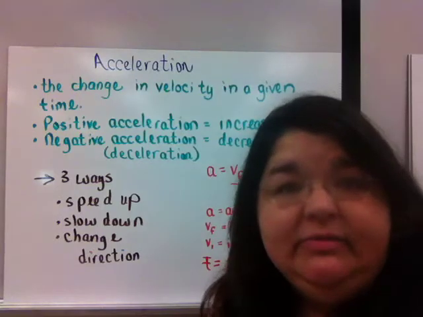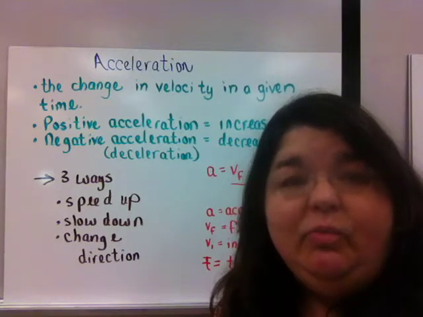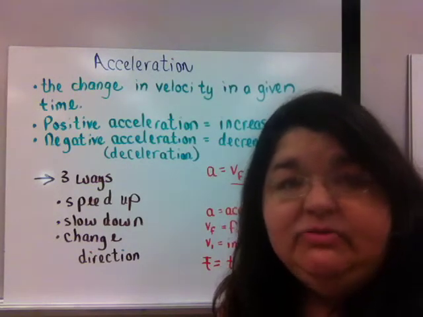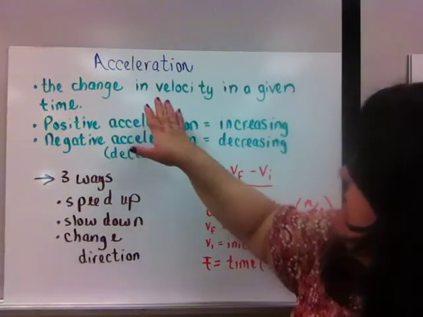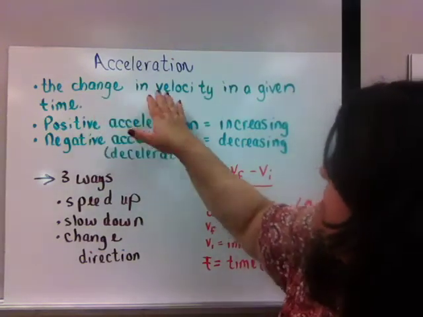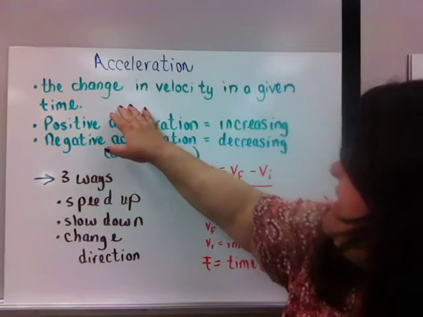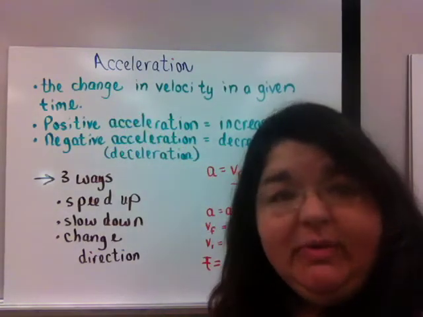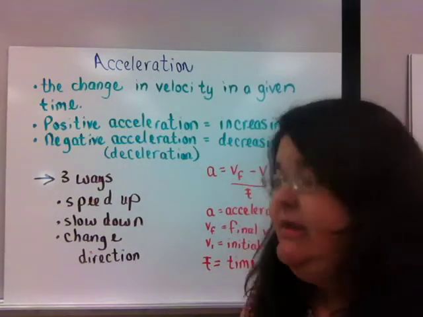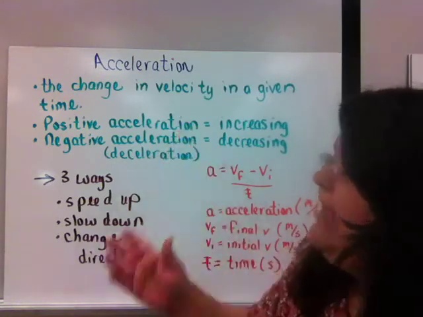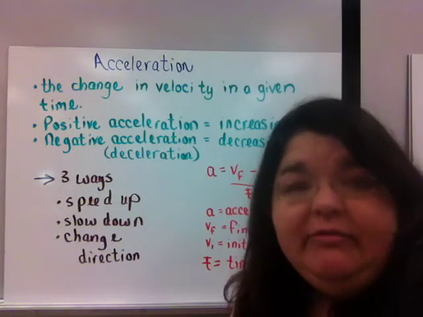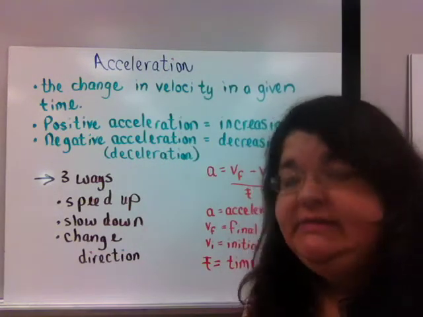All right, acceleration is another way of describing the motion of an object. And acceleration, by definition, is the change in velocity in a given time. So it's also a rate value. We're going to have time in the equation. Now, there are two different kinds of acceleration. We have positive acceleration and negative acceleration.